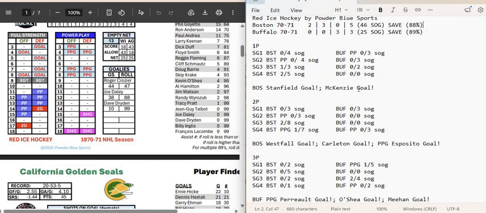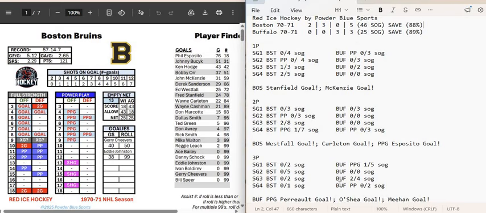And there you have it, folks. We had Stanfield and McKenzie give Boston a 2-goal lead in the first period. Second period, Westfall, Carlton, and Esposito all got goals. At that point, it was 5-0. And then Boston clearly fell asleep, got a little lazy, and I have a feeling the coach of Boston is probably furious with them as they allowed 3 goals in that final stanza. I have a feeling the coach is not going to be happy with Boston's efforts in the final period.